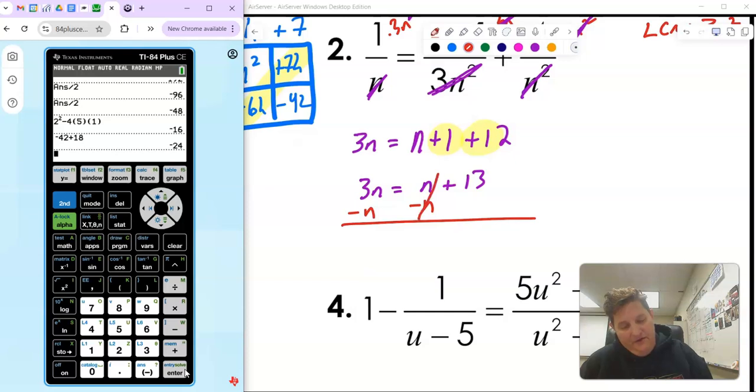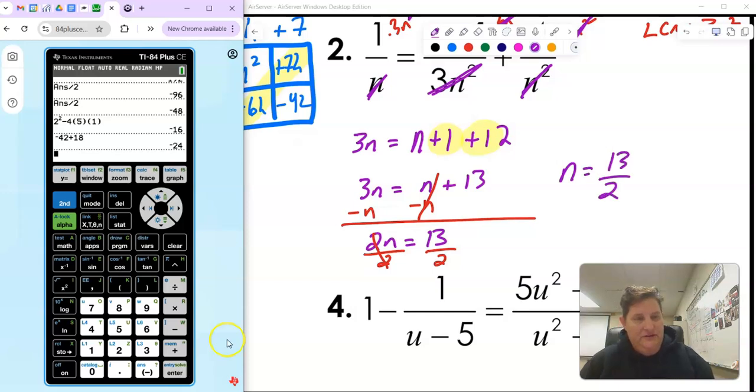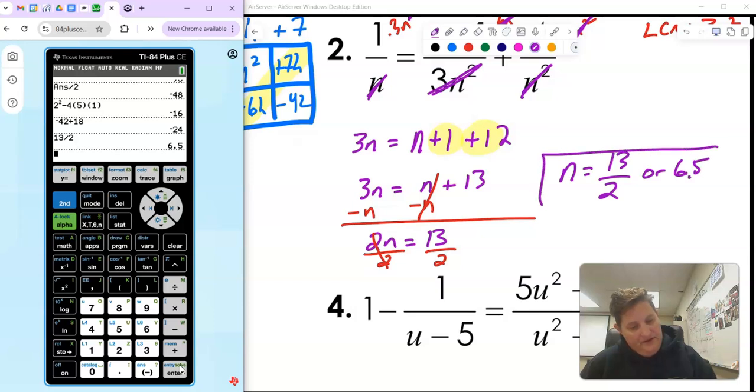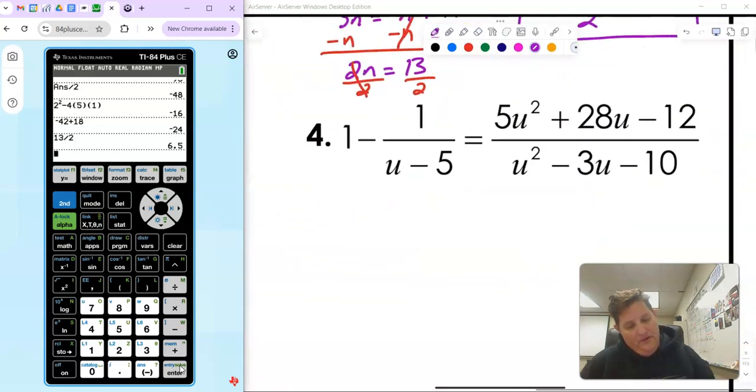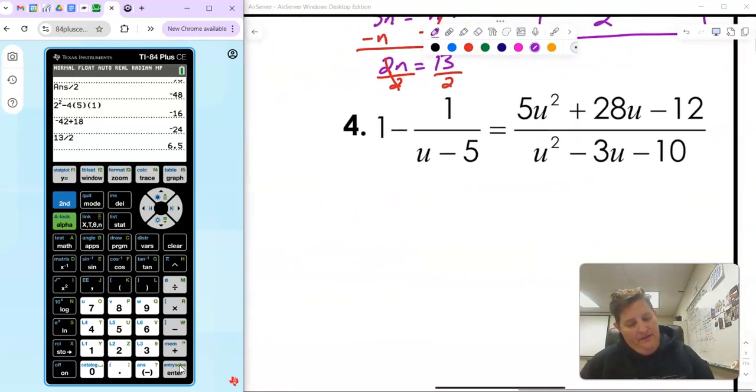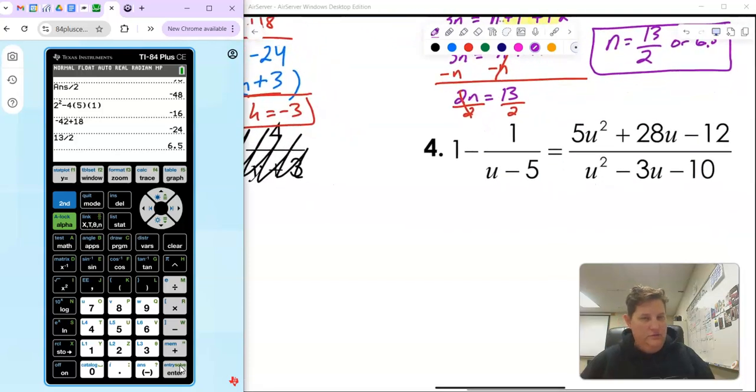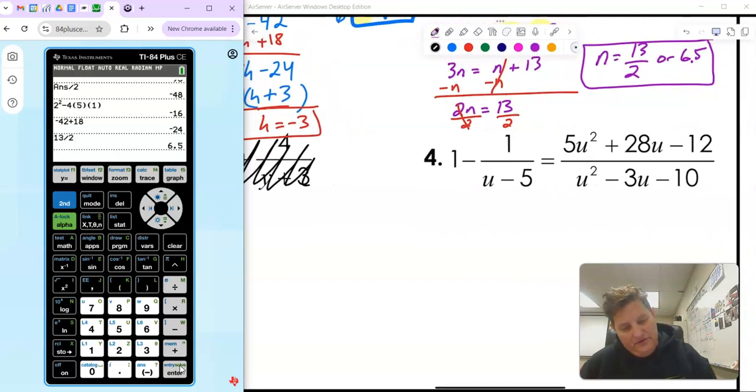I subtract the n over, so 2n equals 13. And when I divide by 2, I am fine with you guys leaving it as 13 divided by 2, or you can do 6.5. That just has one answer because it was a linear. Let me do number 4, and then I'll talk to you about two things that we're missing off the review that we need to make sure you guys can do.